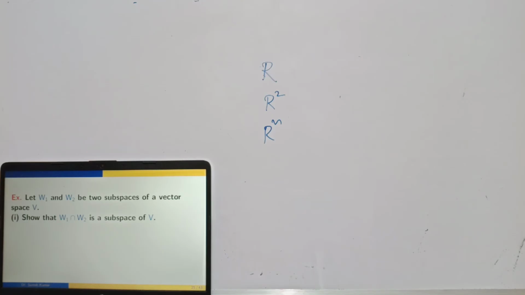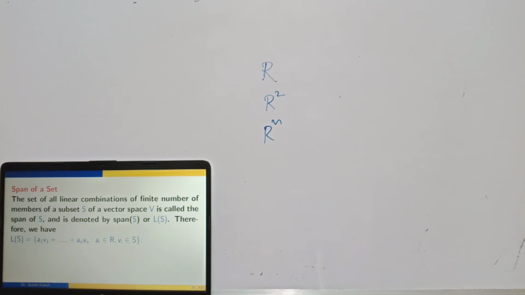Then algebra of subspaces: W1 and W2 are subspaces of the vector space. Intersection is always a subspace. Union need not be. So remember one counter example for this. Union can be a subspace if either W1 is a subset of W2 or W2 is a subset of W1.